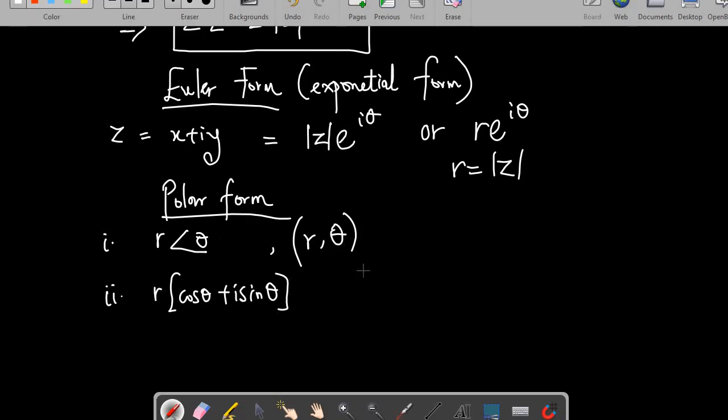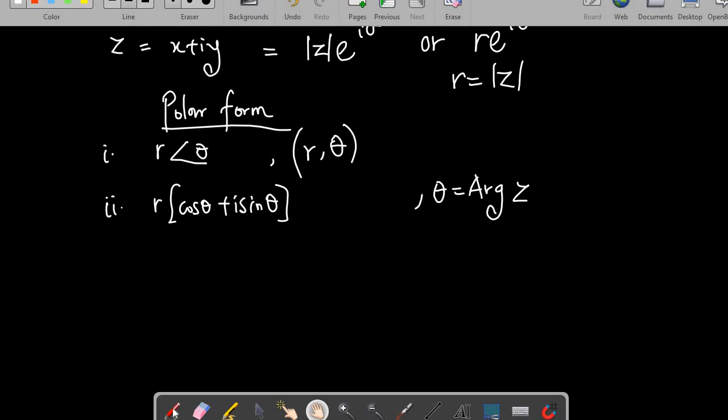You already know what r is, r is modulus of z. Theta is the argument of z. So any complex number can be expressed in all of these forms. Once you know the argument of a complex number and its magnitude, then you can present it in any form as you deem fit, as the case may be.